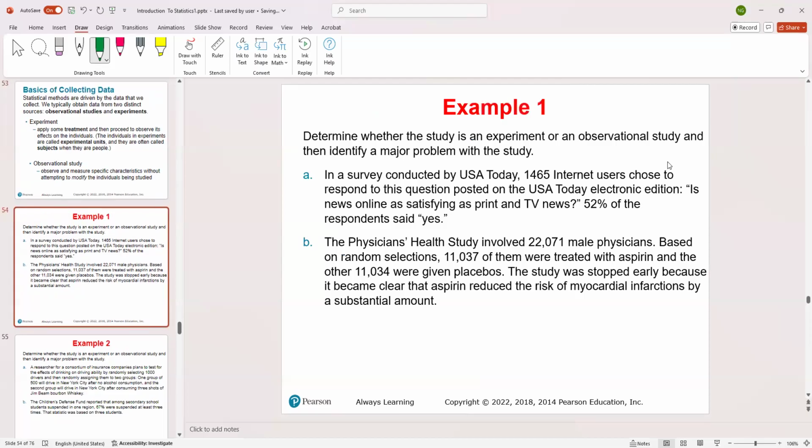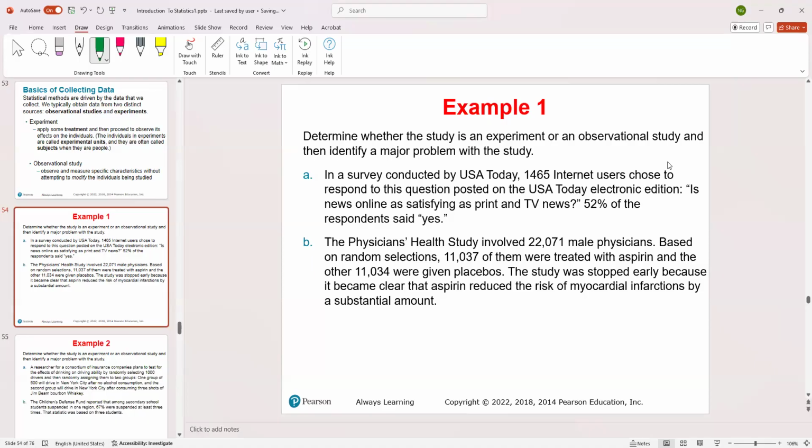All right, so you understand we have two sources to collect data. We said we can collect our data either from experiments or from observational studies. As examples, we're going to go very quickly over these two exercises. The first one says, determine whether the study is an experiment or an observational study, and then identify a major problem with the study.